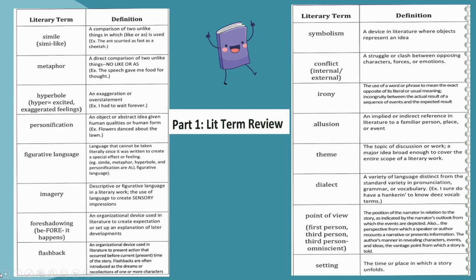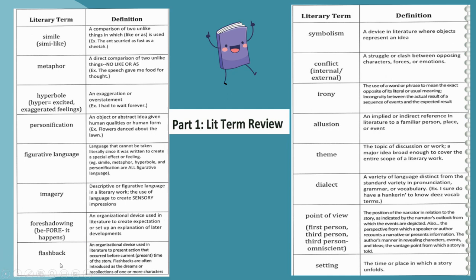represent an idea. Conflict can be internal or external, so a struggle or clash between opposing characters, forces, or emotions. Irony is the use of a word or phrase to mean the exact opposite of its literal or usual meaning. Allusion is an implied or indirect reference in literature to a familiar person, place, or event. Theme is a topic of discussion or work, a major idea, broad enough to cover the entire scope of the literary work. Dialect is the variety of a language distinct from a standard variety in pronunciation. Point of view, we have first person, third person omniscient, and third person limited, which we've gone over extensively this year. And then setting is the time or place in which a story unfolds.